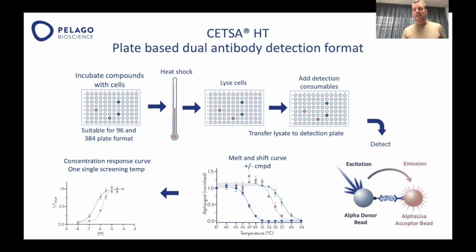And obviously it is detected, and therefore you can go ahead and start screening for EC50 values, but you do that at a single temperature. So here on the left-hand side, you see an example of using such a single screening temperature, varying the concentration of the drug, and thereby obtaining concentration response curves, which show the target engagement potency of your compound on that protein.